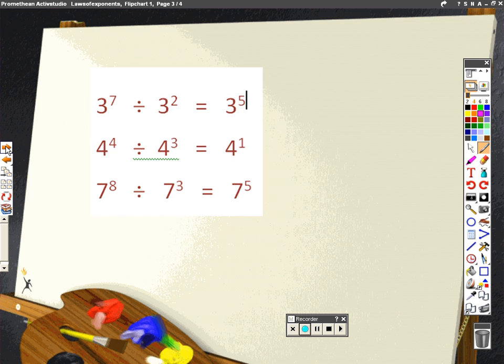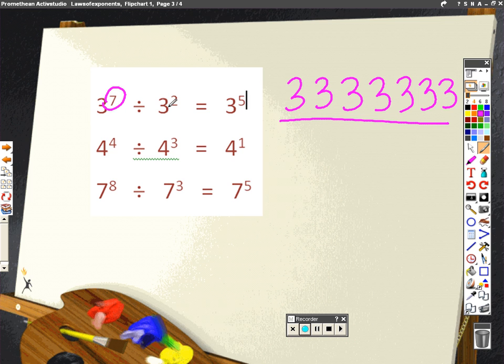Now this one you might have gotten the pattern a little bit quicker because you know the pattern for multiplication. But just in case, let me show you what this really means. 3 to the 7th is 3 times 3 times 3 times 3 times 3 times 3 times 3. It means we have 7 threes divided by 3 to the 2nd. So 3 times 3. 1 3 cancels out of 3. 1 3 cancels out of 3. I am left with 1, 2, 3, 4, 5 threes.